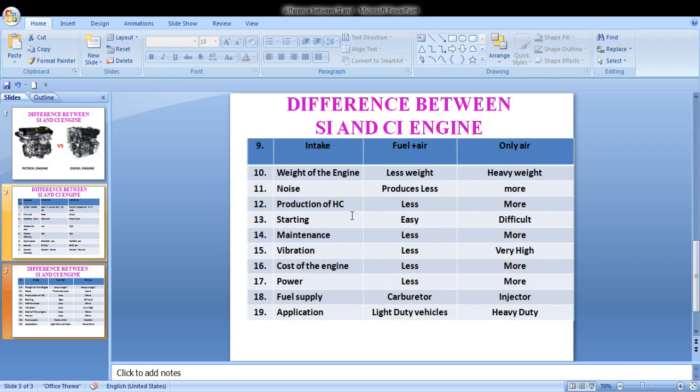Next is your starting. Starting is very easy in SI engine, because we have a spark to ignite the fuel, whereas in diesel we have to reach that much temperature to ignite the fuel. So in cold condition our cylinder valve becomes cold and it's very difficult to ignite the fuel, and that's why starting problem will be there in case of a CI engine.